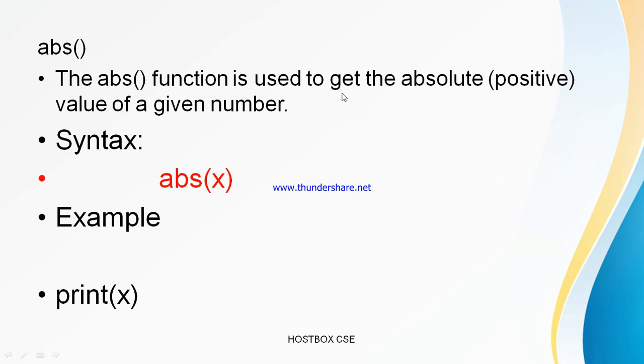So the first one is abs, which is used to get the absolute or positive value of a given number. The syntax is abs(x). For example, you give a value with abs(x) and print x, and it will print the exact value. Let me show the example here. I am going to give a negative number, minus 7.25, but it will print the positive value. That is the use of the abs function.